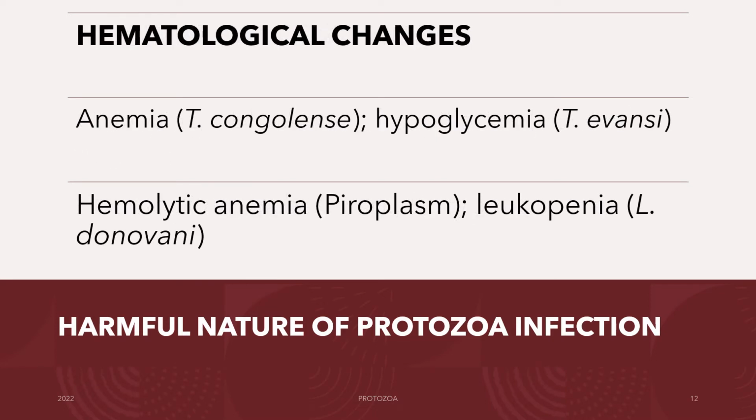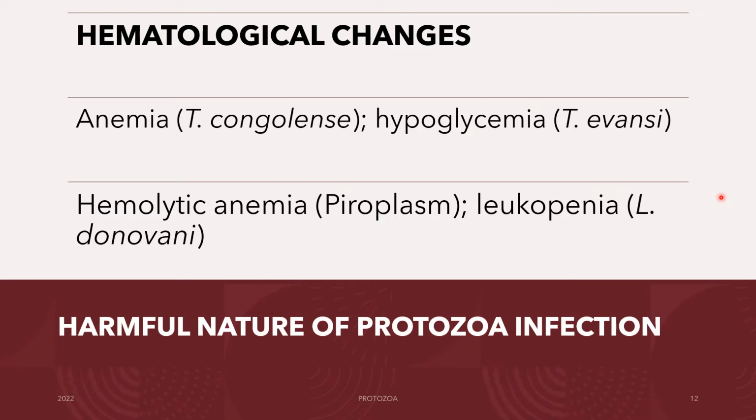Protozoal infection can cause the development of hematological changes in the host. All blood protozoa cause a variety of changes in the normal blood picture. For example, anemia due to the destruction of the RBC and decreased hemopoiesis can be exemplified by the infection with Trypanosoma congolense.